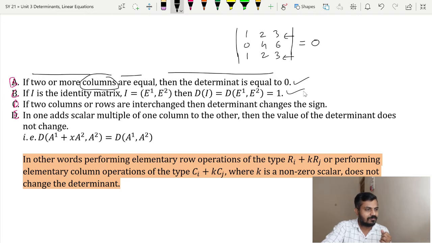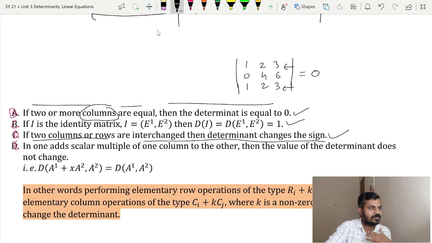Moving towards the next one. Next is saying that the determinant of the identity matrix is 1, so I will not go into details there. Now this is important. This property is saying, if two columns or rows are interchanged, then the determinant changes the sign. We have seen a few examples before this. Let us explore it. Our A matrix was 1 2 3 4 and we found that the determinant of A is minus 2.